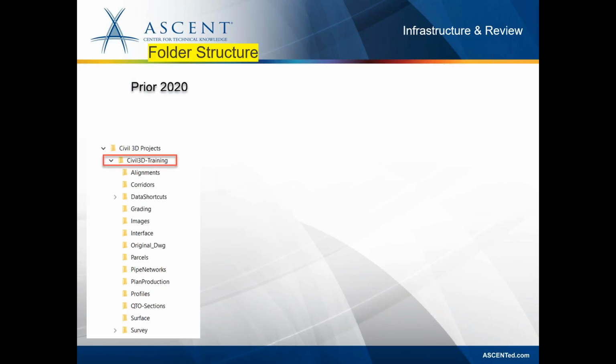Okay, so let's start with the folder structure. Prior to 2020, for the Fundamentals course, all of the data set went in a Civil 3D projects folder. Underneath that, all that contained was a Civil 3D training folder. And within that were a variety of folders relating to the various chapters within the book, but they also contain the images, they contain the XREFs, they contain the spreadsheet for the bid sets, survey databases were within that.